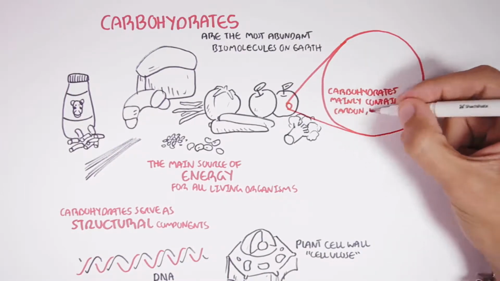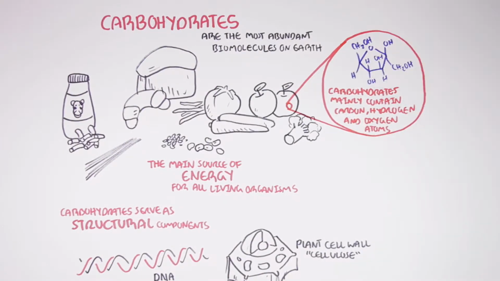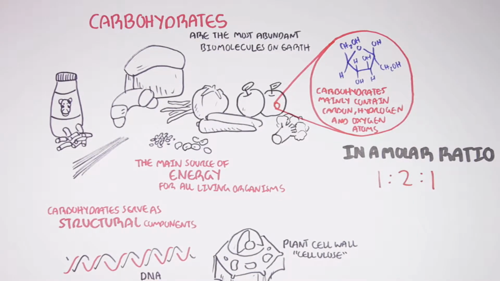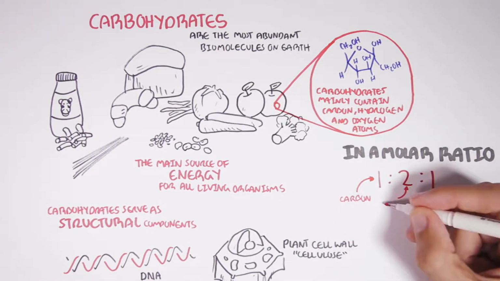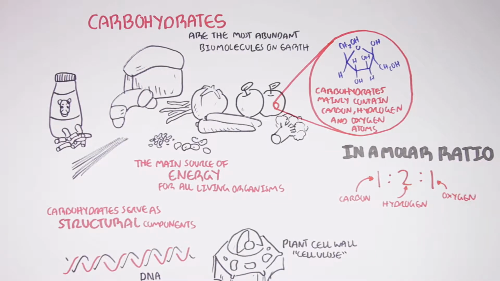Carbohydrates mainly contain carbon, hydrogen, and oxygen atoms in a molar ratio of 1:2:1. 1 carbon, 2 hydrogens, and 1 oxygen.